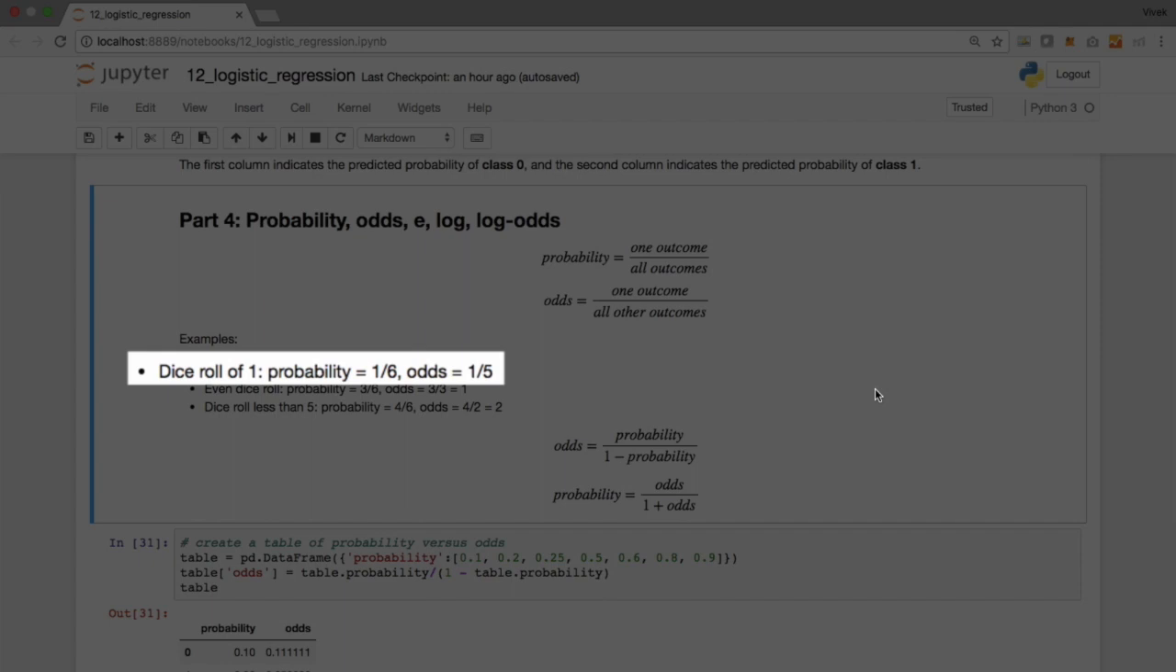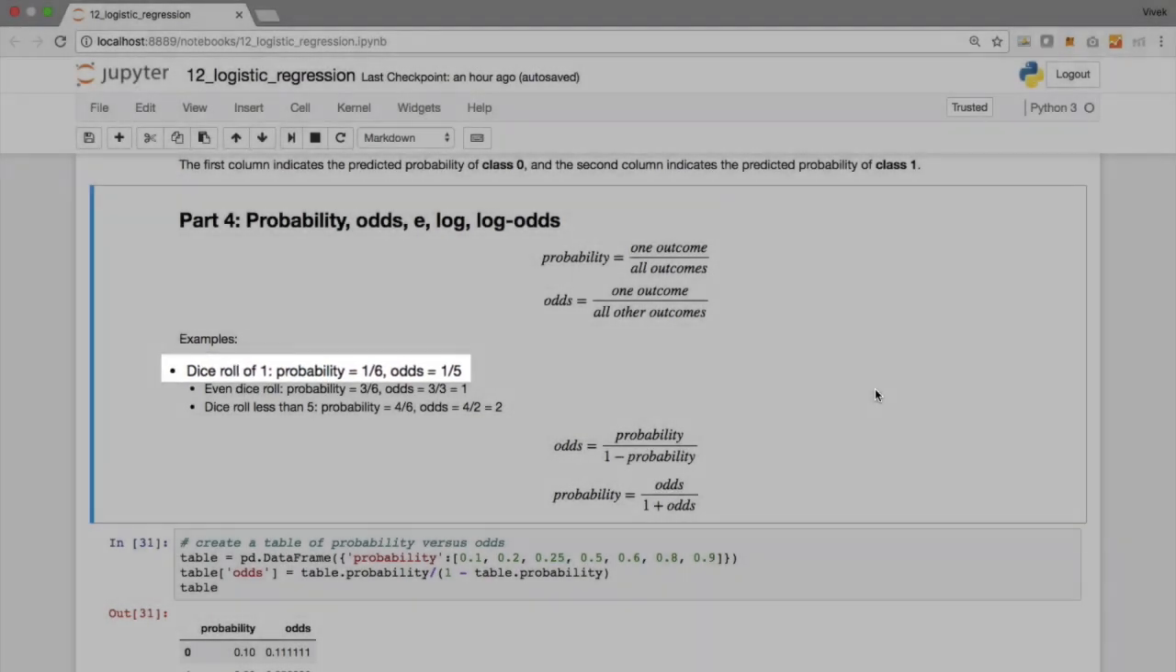So the probability is the outcome divided by all outcomes, that is 1 by 6, and the odds is the outcome divided by all other outcomes, that is all other values that are possible, which is 5 more. So the odds in this case will be 1 by 5.